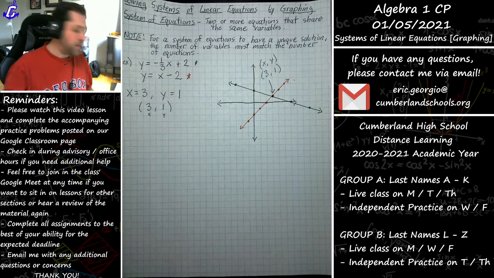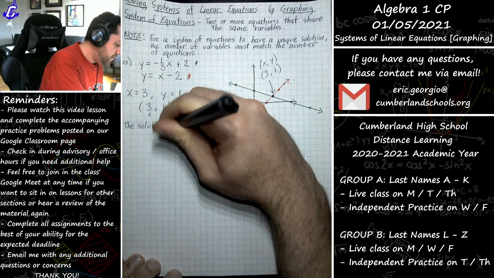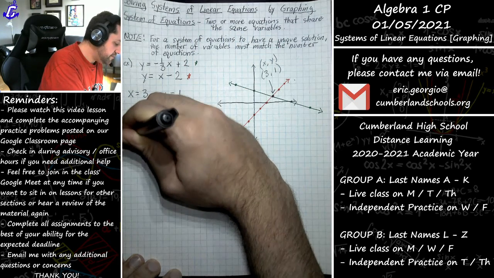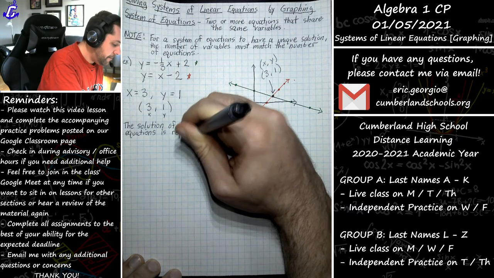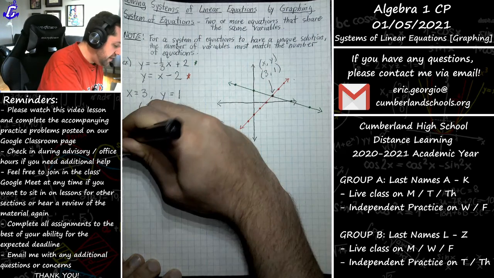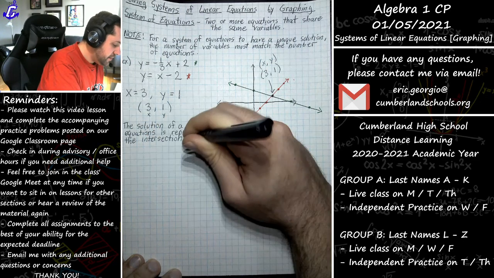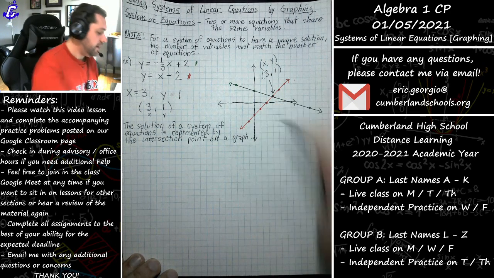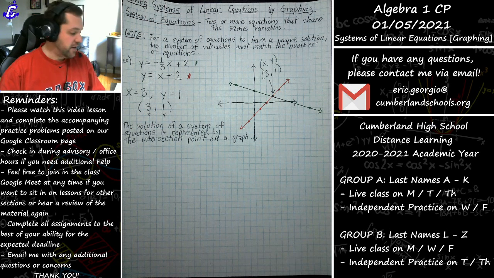All right? So very quickly, I would say that the solution of a system of equations is represented by the intersection point on a graph. Okay? The solution of a system of equations is represented by the intersection point on a graph. And that is how you can solve systems of equations or multiple equations by graphing.